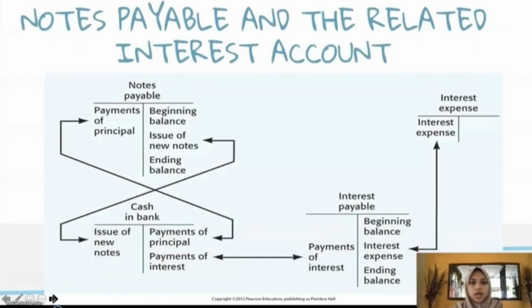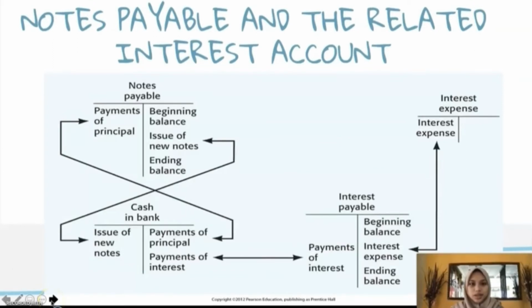I will proceed with the next slide, which is notes payable and the related interest account. Basically, when we borrow money, we debit cash and we credit notes payable. At some point, we are going to make a payment, so we credit cash and debit notes payable. Next, we debit interest expense and credit interest payable to accrue the interest.